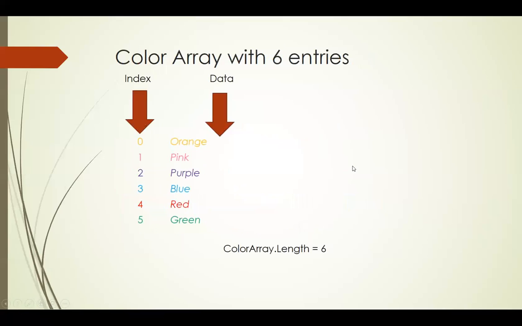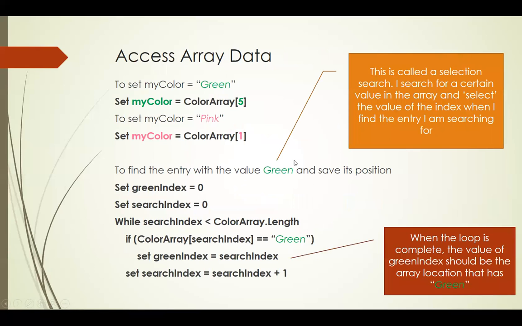So after we run an initialization routine like that, we might end up with something like this, where we have all these different colors in our color array. Now, if we want to read those colors or update those colors, we can do so in our code. I could set a variable named myColor equal to whatever is in index position 5 of our color array, which is green, right?